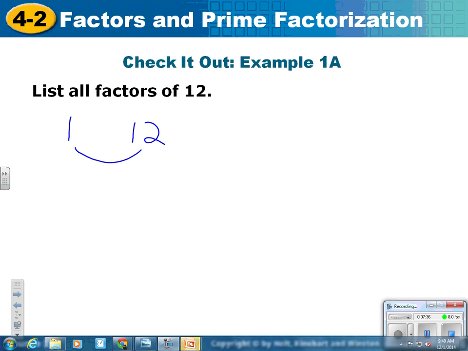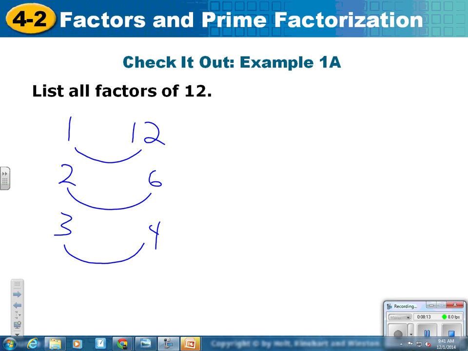Then I'm just going to go right down the line. Does 2 go in there? Yeah. 2 and 6. Does 3 go in there? Yeah. 3 and 4. And you know what? I know right then and there I'm done, because these numbers are close. 3 times 4. I know that once I start going back the other way, my next number is going to be 4. You see what I mean? So once I get to these numbers that are close together, we're done.